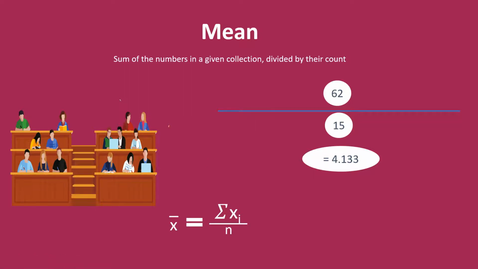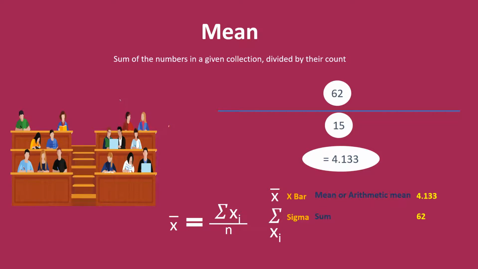Now, this is the typical statistical formula given for calculating the arithmetic mean. Don't get confused, I'm going to explain this. Here, this symbol is called X bar, and this represents the mean or arithmetic mean. In our case, this was 4.133. This symbol is called sigma and it represents the sum, which was 62 in our example.